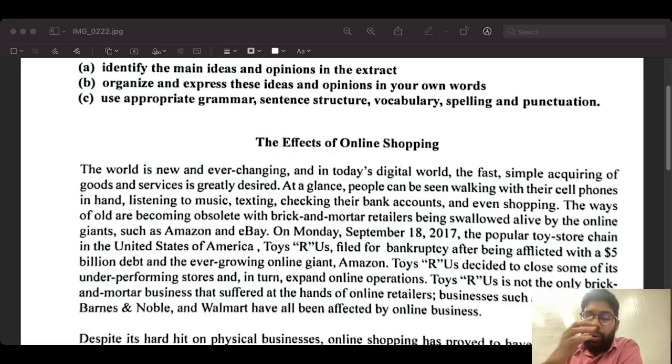And while we're reading, we're going to try to understand what is the point. The world is new and ever changing, and in today's digital world, the fast, simple acquiring of goods and services is greatly desired. At a glance, people can be seen walking with their cell phones in hand, listening to music, texting, checking their bank accounts, and even shopping. Up to now, nothing has been said about what is the point.